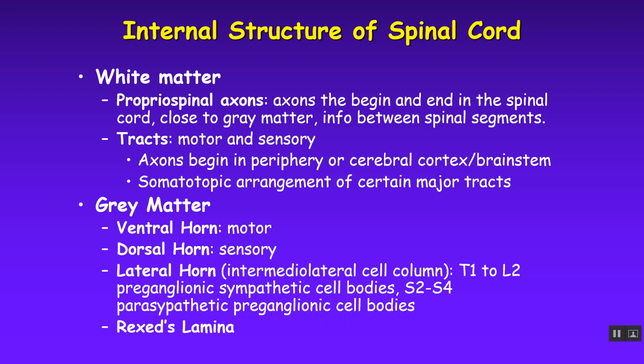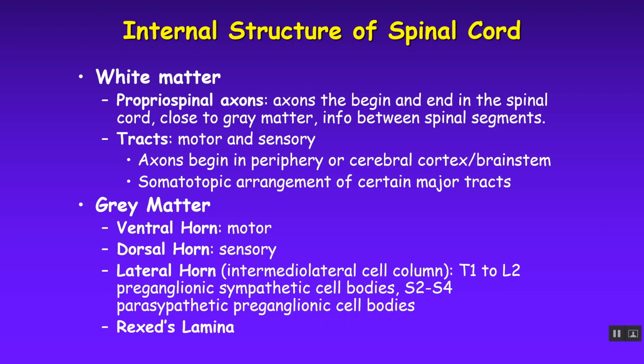reflexes that involve multi-segmental levels, like the crossed extension reflex, where you flex one leg and extend the opposite leg, and you have hip flexors working and extensors on the other side. That takes communication between multiple levels, so there's a way to send signals within the spinal cord via these propriospinal axons, and I'll show you where those lie in the next slide. And then we have the tracts, the motor and sensory tracts, which we spend a whole lot of time talking about, all those motor and sensory tracts that run in the white matter of the spinal cord, a little bit more lateral and around the edges of the spinal cord.